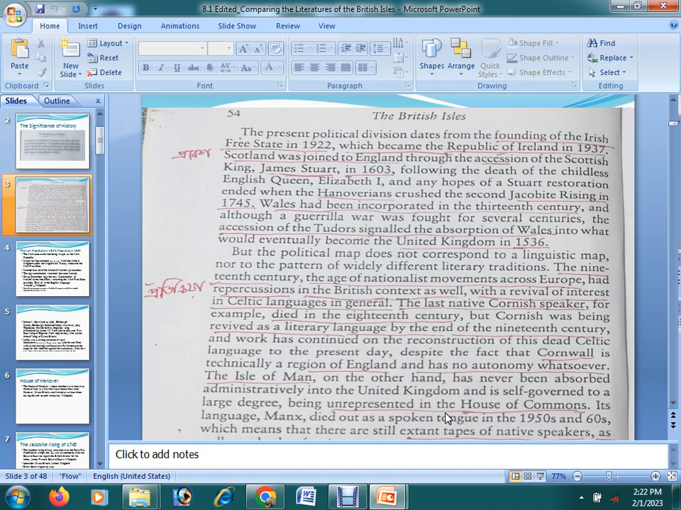In 1922, Ireland declared itself a free state, and also Scotland was joined to England through the accession of Scottish King James Stuart in 1603, following the death of the childless English Queen Elizabeth I.